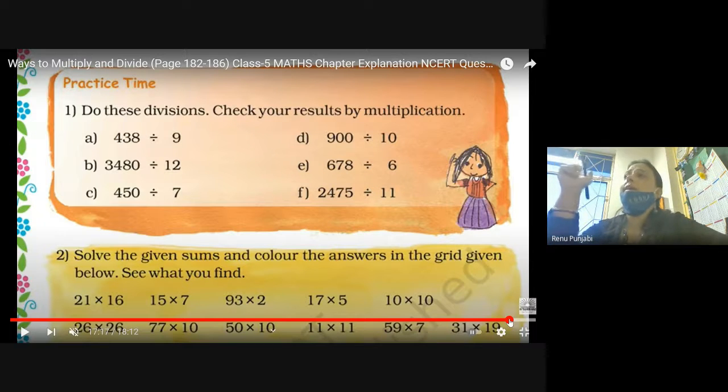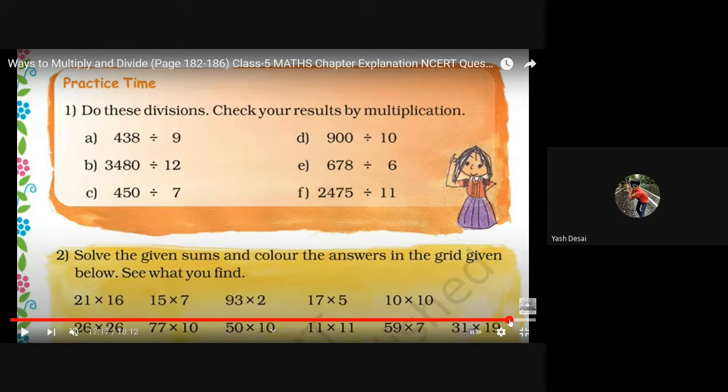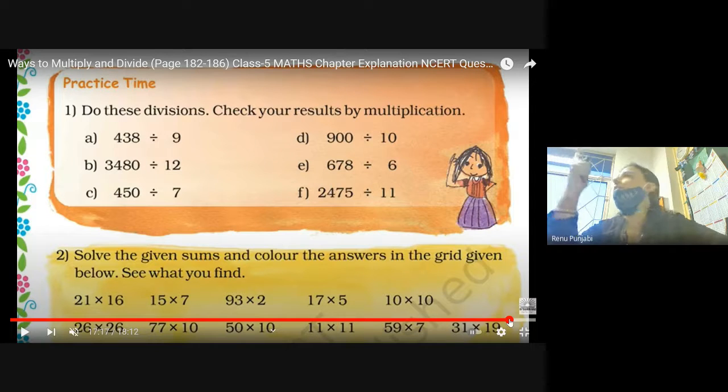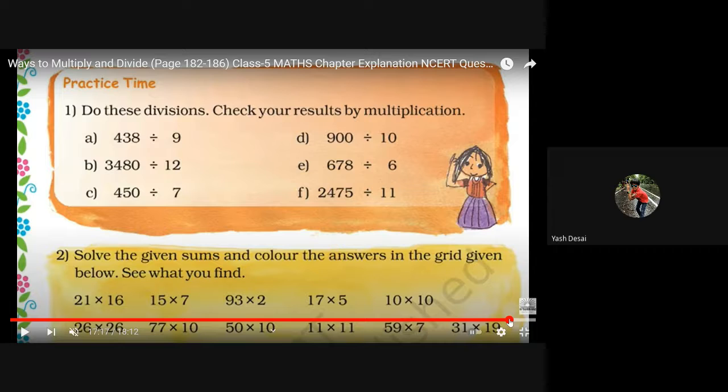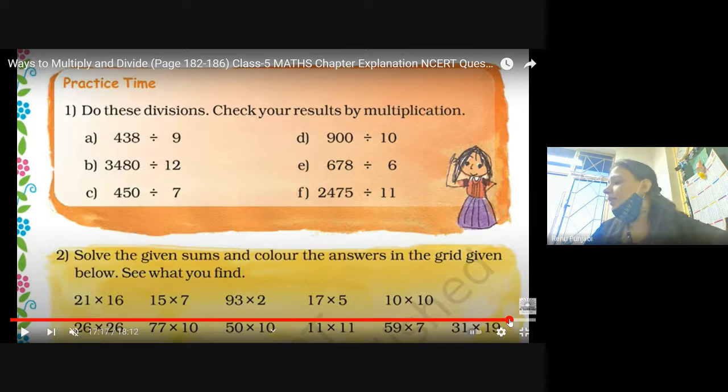See, I am telling you one time and the last time. Ma'am, second one is divide and check your answer with the check method. And the way you have learned the check method, the same way you have to explain to me here. Okay? Yes, yes. Any doubt? Ma'am, second one is 290. Yeah. Wait a minute, we will check.